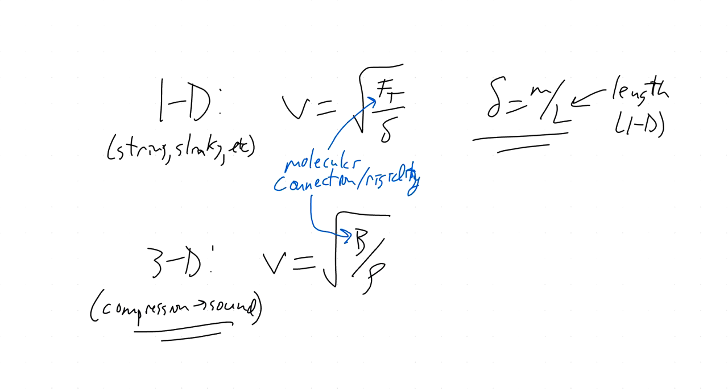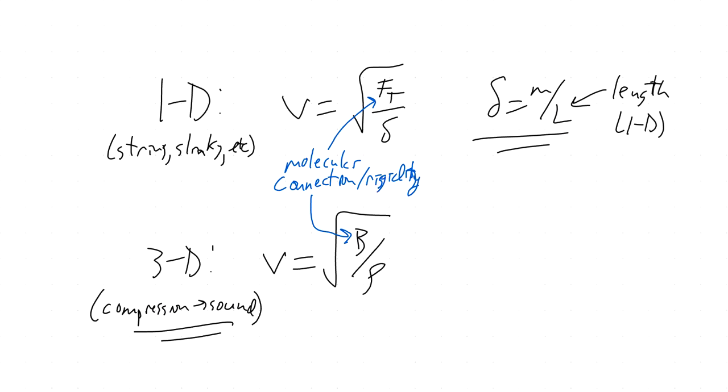Clearly, if I have a more rigid rubber band or a more rigid slinky, it's going to be more tense. There's going to be more tension. If I have a more rigid metal, those molecules are going to be more connected and therefore more rigid and therefore more responsive. If I hit one end, boom, the other end's going to respond. The next molecule is going to respond more rapidly.